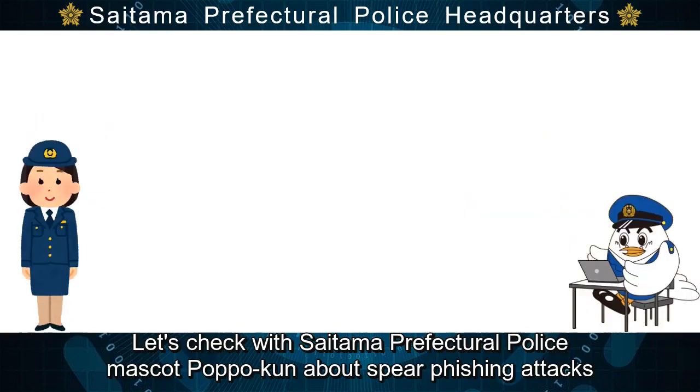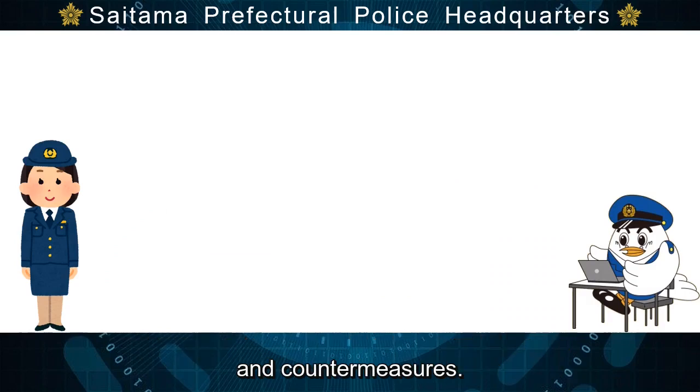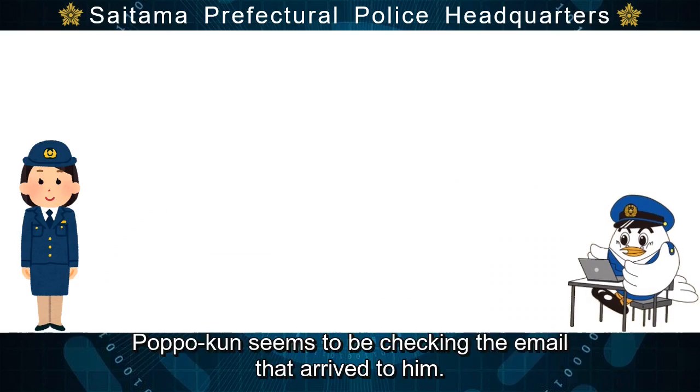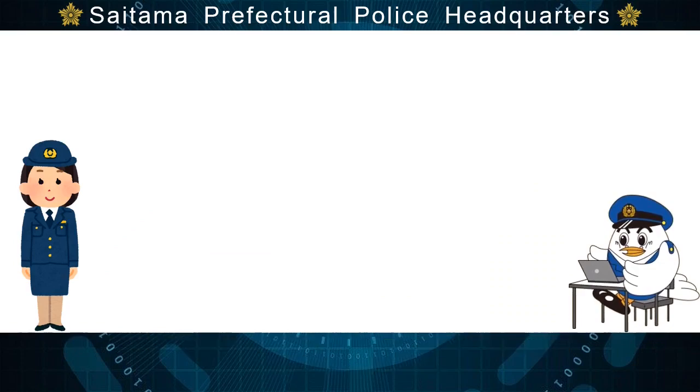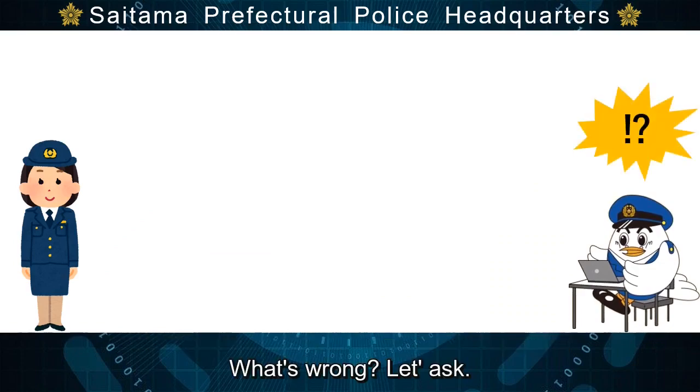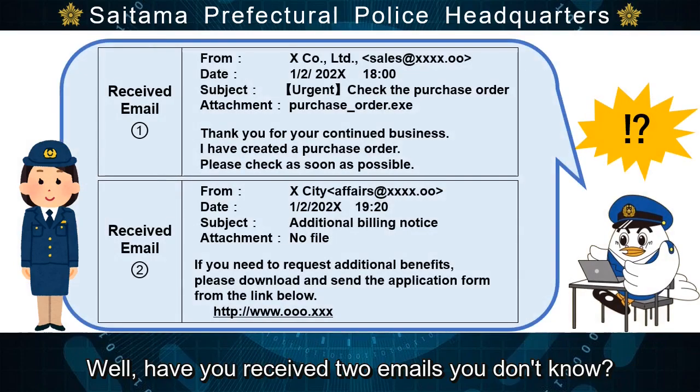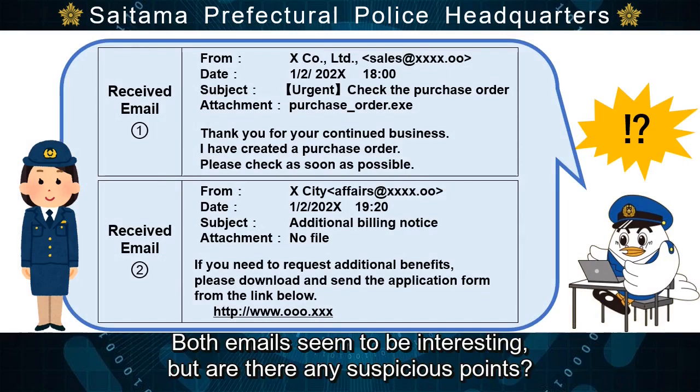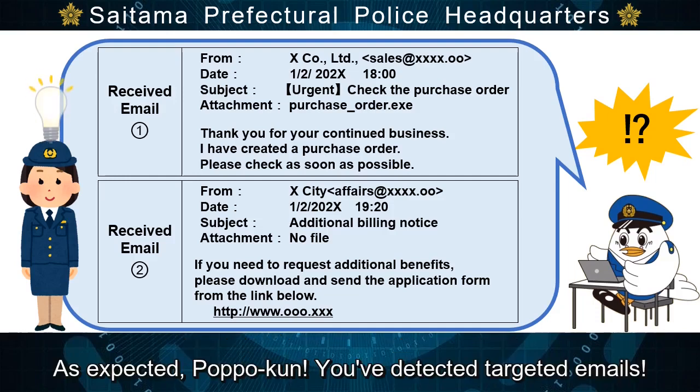Let's check with Saitama Prefecture Police mascot Oppo-kun about spear phishing attacks and countermeasures. Oppo-kun seems to be checking the email that arrived to him. What's wrong? Let's ask. Well, have you received 2 emails you don't know? Both emails seem to be interesting, but are there any suspicious points? As expected, Oppo-kun, you've detected targeted emails.